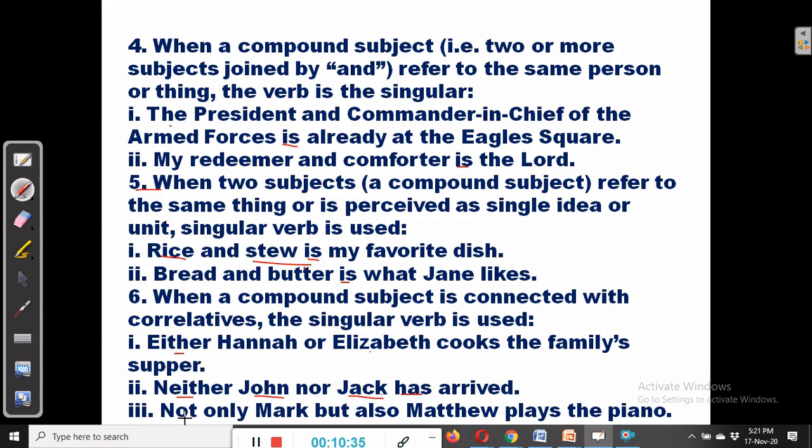Alright, so then the third example: Not only Mark but also Matthew plays the piano. Not only Mark but also Matthew plays the piano. So these are the examples of the use of correlatives to determine the singular subject and singular verb. Alright, now let's proceed.